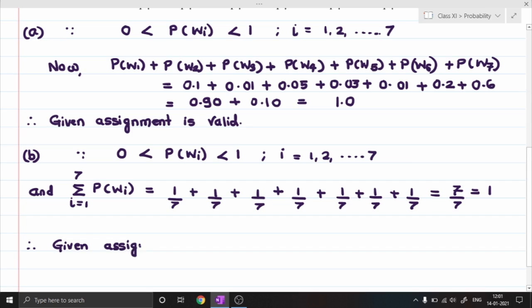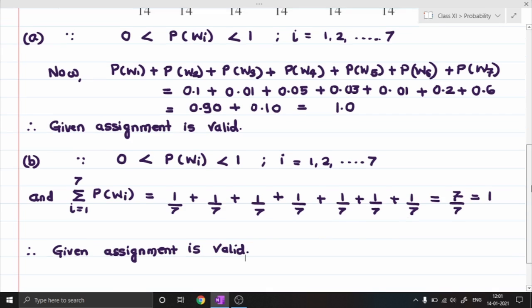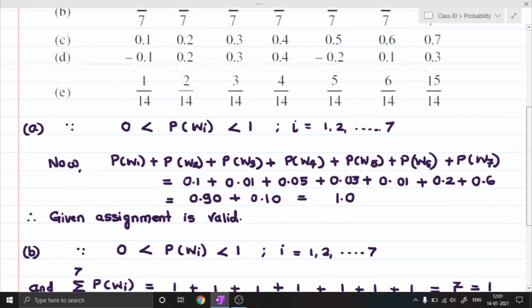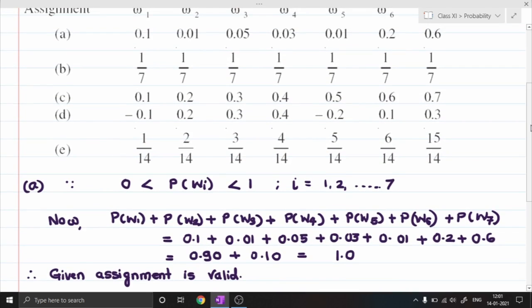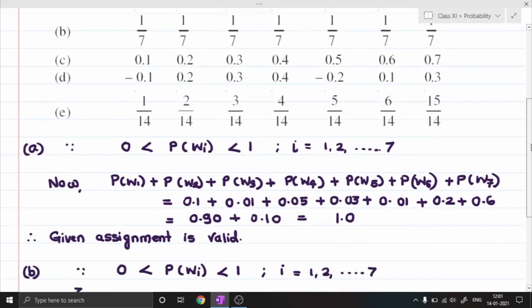Okay, now let us see the next part. In the next part, again we can check the remaining two conditions. First of all, the outcomes should lie between 0 and 1, and the addition of all of them should be equal to 1 and only 1. So in part number C, we are given 0, 0.1, 0, 0.2, 3, 4, 5, 6 and 7. These are the given assignments.